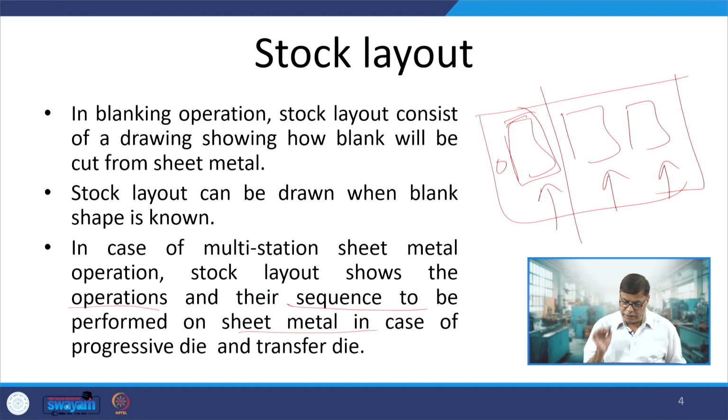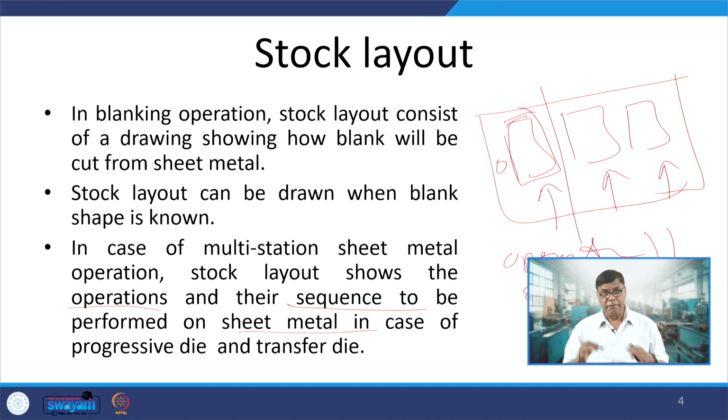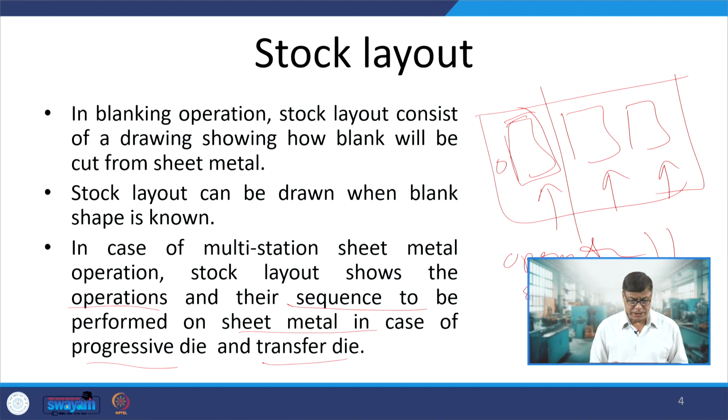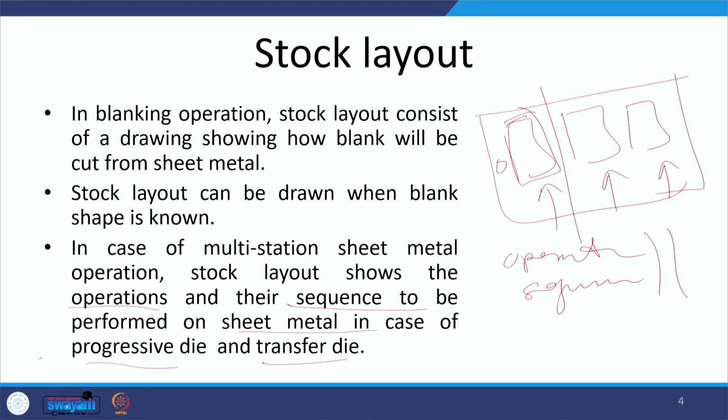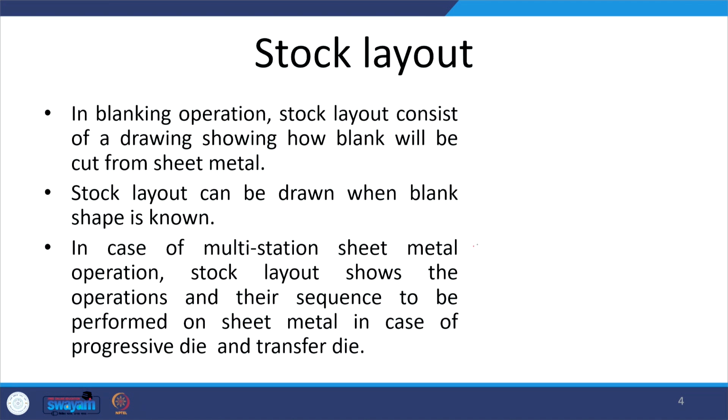So, what are the different operations that will be performed, and what will be the sequence of operations, that is identified very much in the beginning, especially when we are using progressive or transfer dies, where multiple operations will be performed either at one or at different stations. So, that is what is done in case of the multi-station sheet metal operation. Stock layout shows the operations and their sequence.